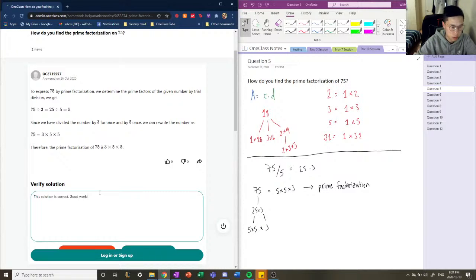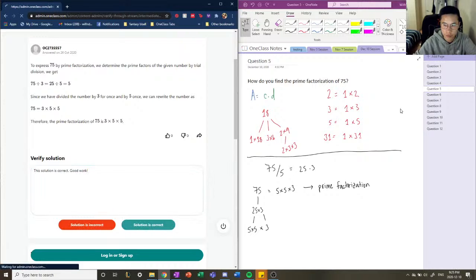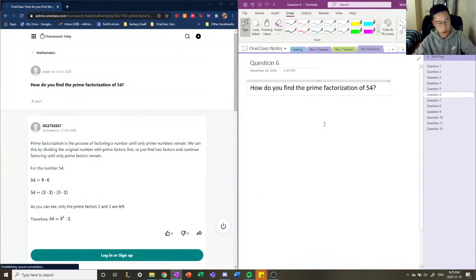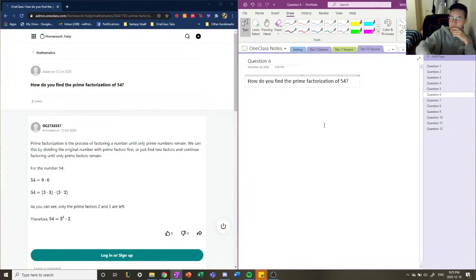Good work. Cool. All right, let's move on to the 6th question. It's another question about prime factorization, but instead it's about 54. So let's list out all the factors for 54 first. Let's list out all the pairs of factors. Well, first of all, we have 1 and 54, which doesn't really help because it's redundant to us. We have 2 and 27.